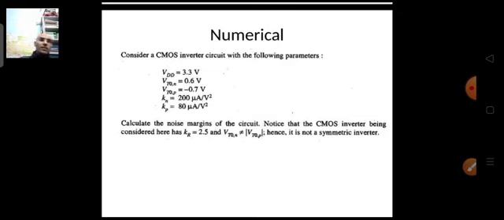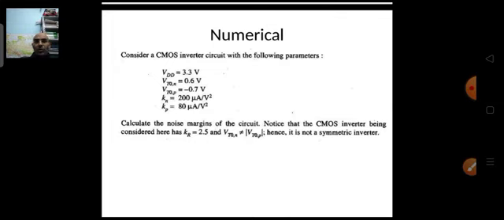This inverter is given, and the CMOS inverter has the following parameters. VDD is given as, let's say, 3.3 volts. The threshold voltages of NMOS and PMOS are also given, and you can see that the threshold voltage of NMOS is not equal to the threshold voltage of PMOS. So obviously it is not a symmetrical inverter, because if it were symmetrical, the magnitudes of the two voltages should be equal. Kn and Kp are also given, and the question says: calculate the noise margin of the circuit.